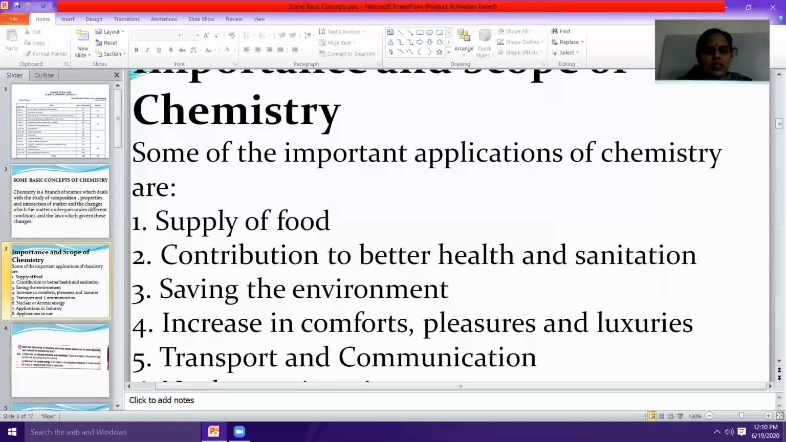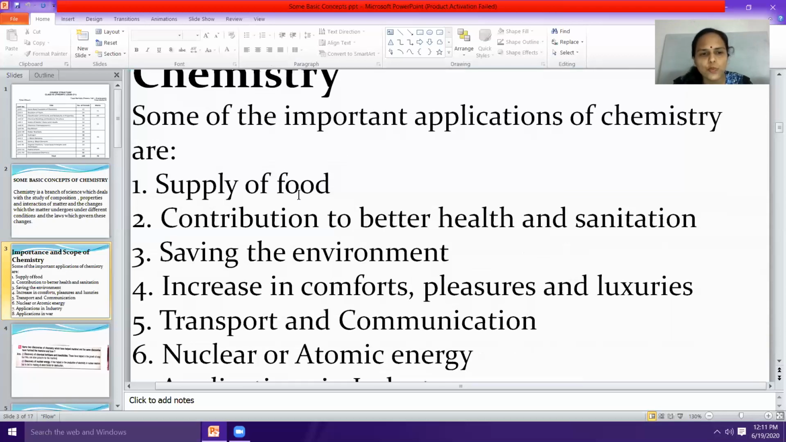Then the next point, that is the fifth point, is transport and communication. In transport and communication, almost all means of transport use either petrol or diesel or coal, which are all chemical products.